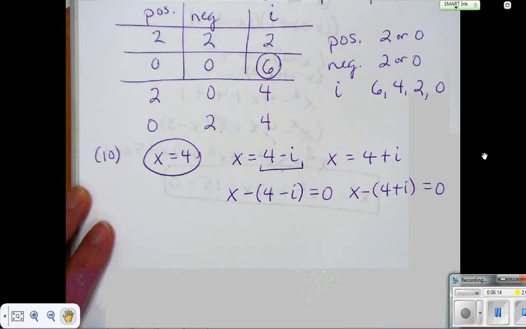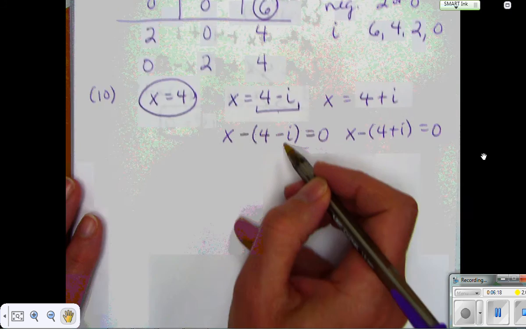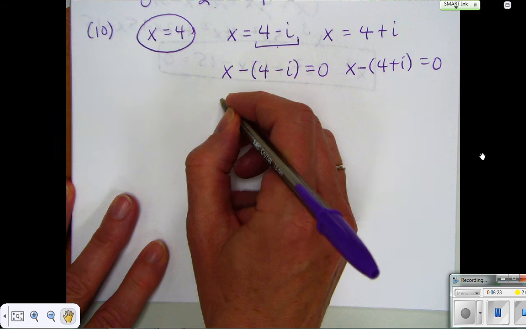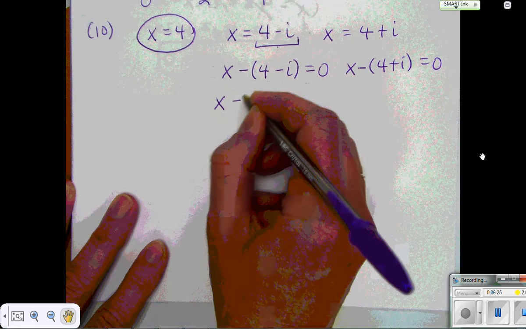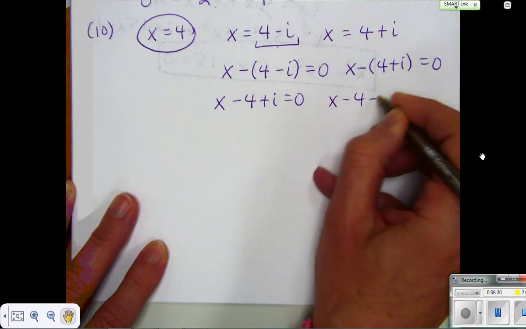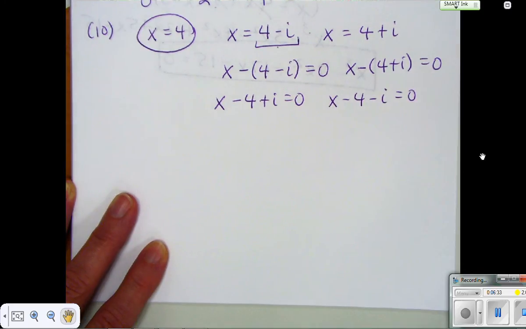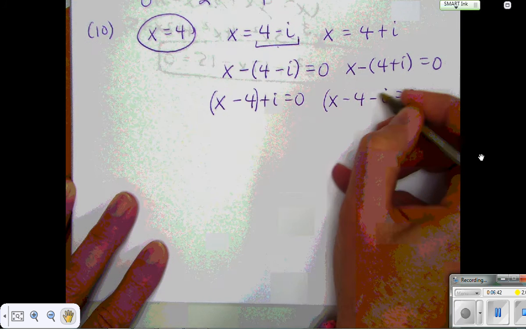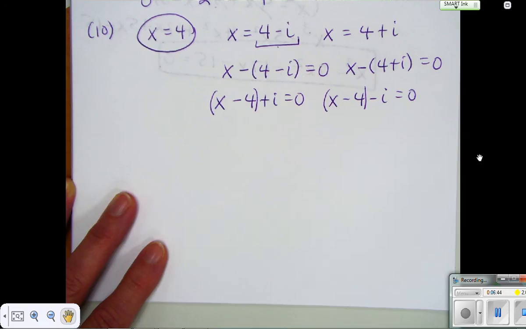I want to distribute the negative. So my next step is to distribute that negative through the 4 minus i. I'm going to get rid of those parentheses. Okay, so x minus 4 plus i equals 0, and x minus 4 minus i equals 0. So I just distributed the negative through the parentheses, got rid of the parentheses, and I want to regroup. So I want to regroup where I have x minus 4 together. So x minus 4 is one term, and i is one term.